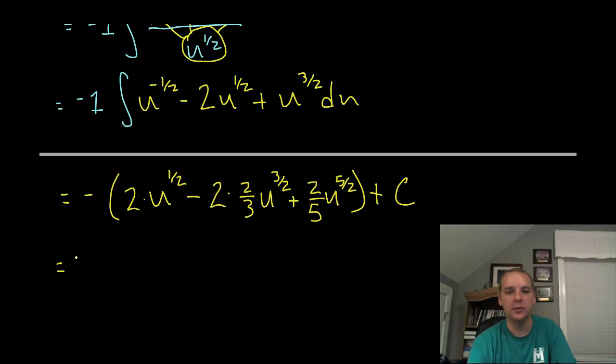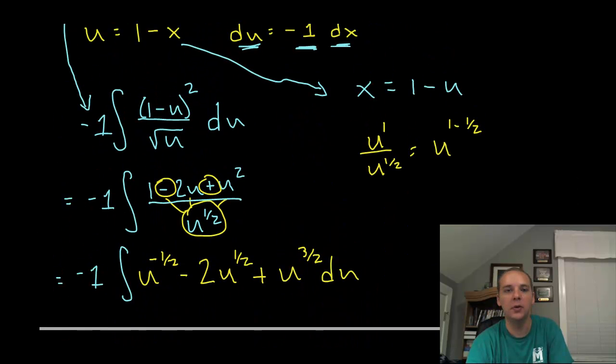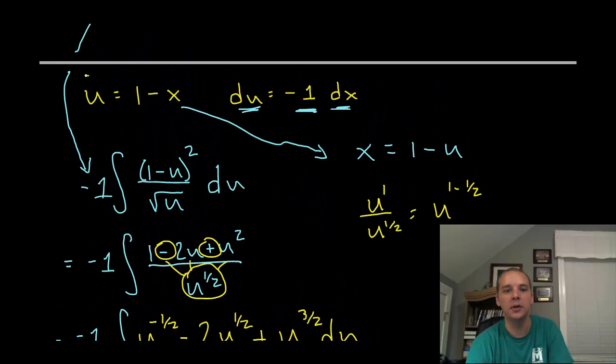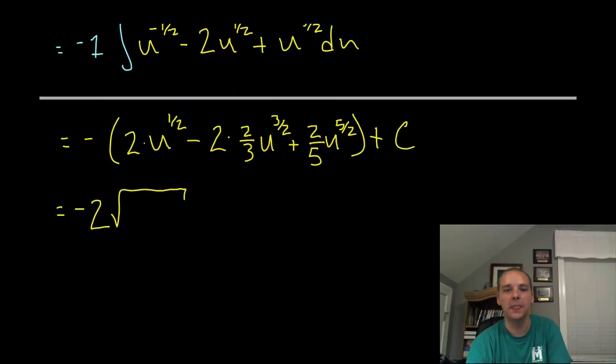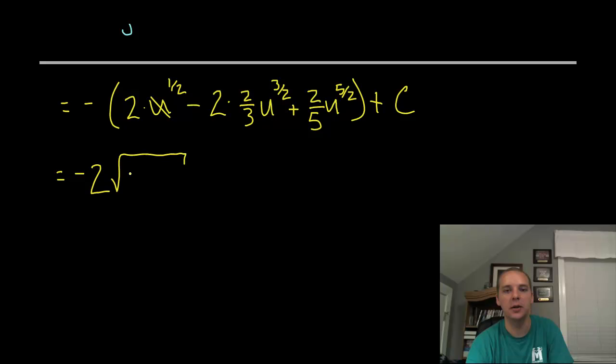So for the final answer, I'm going to do 2 steps in one if you don't mind. I'm going to distribute this negative. So we have minus 2, u to the 1/2, so that turns back into a square root. And rather than writing u, I'm going to go find out what u was. Here it is, it's right here. u was the same as 1 minus x. So I'm also going to get that u out of there and swap it with a 1 minus x.